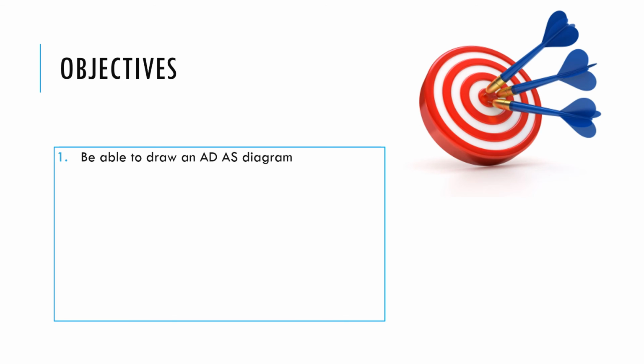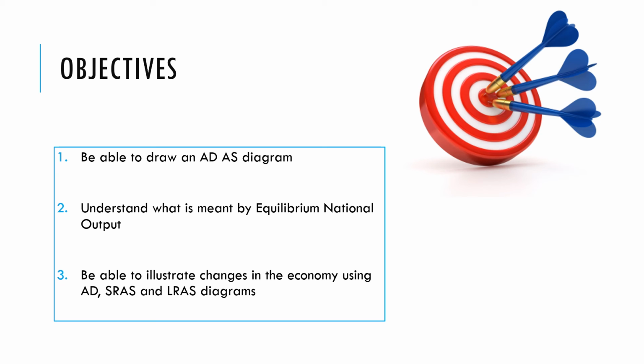So in this video, we've looked at how you draw an ADS diagram. We've looked at what is meant by equilibrium national output. And finally, we've looked at how we might illustrate changes in the economy using our ADS diagrams.